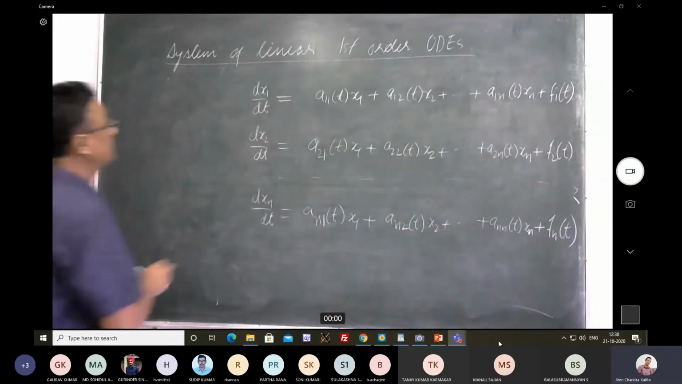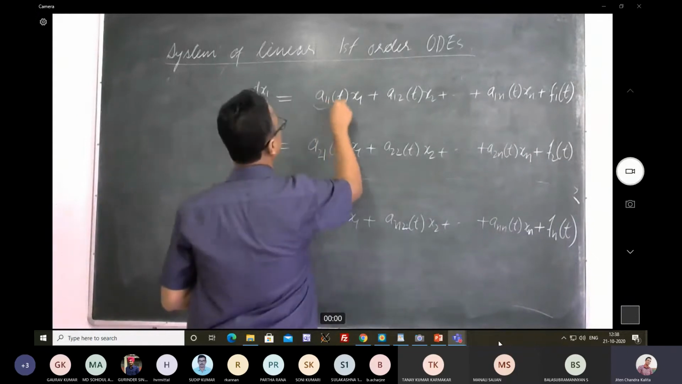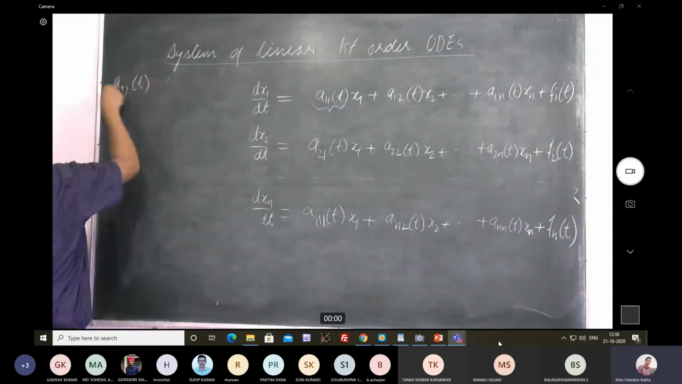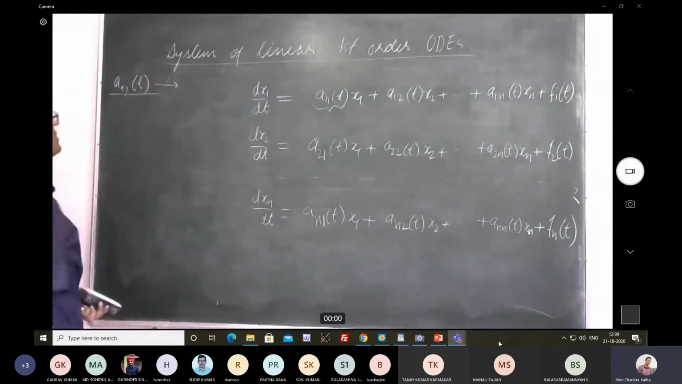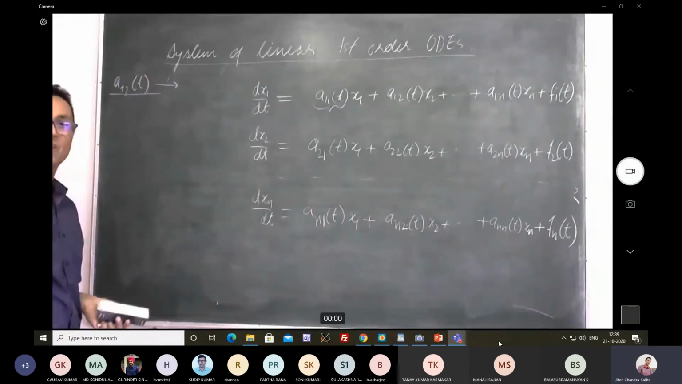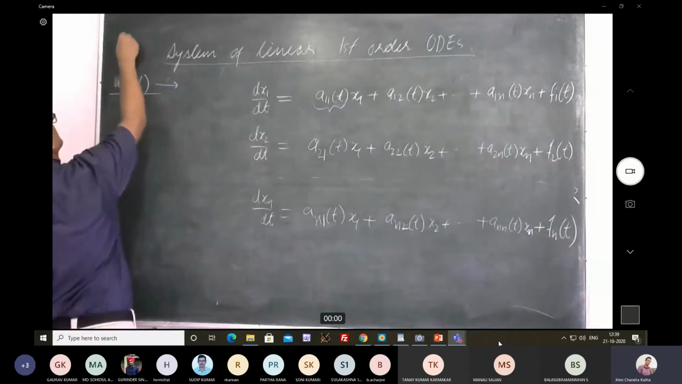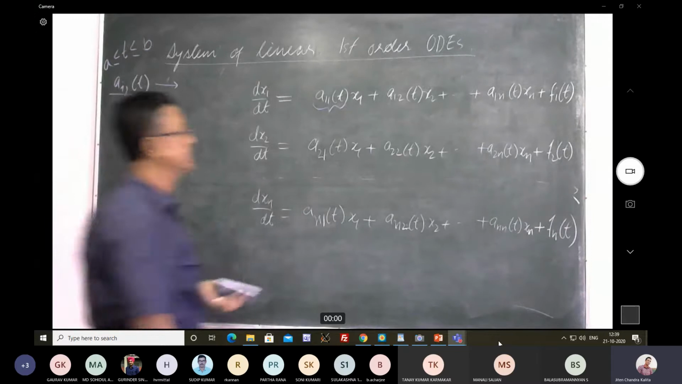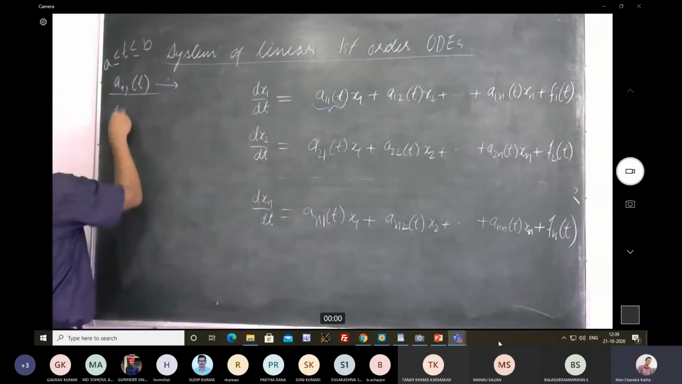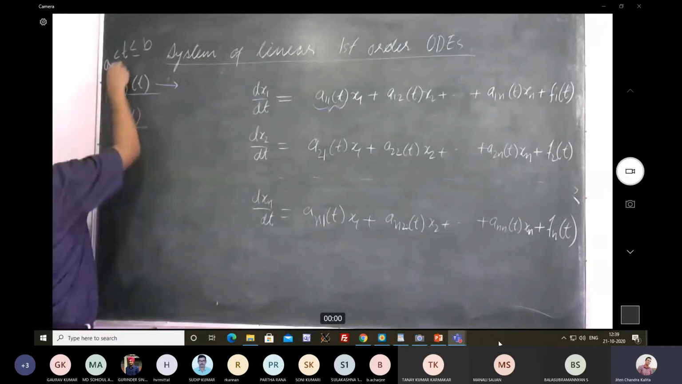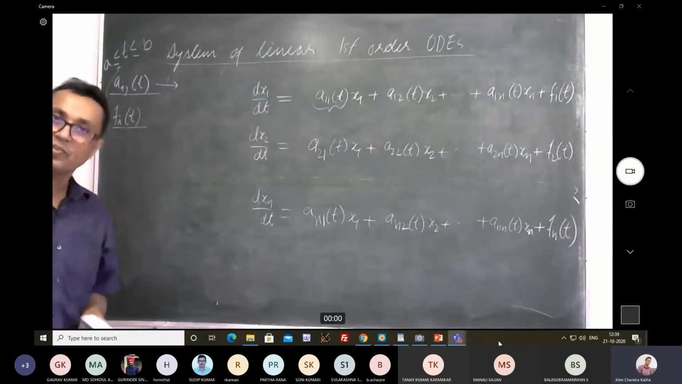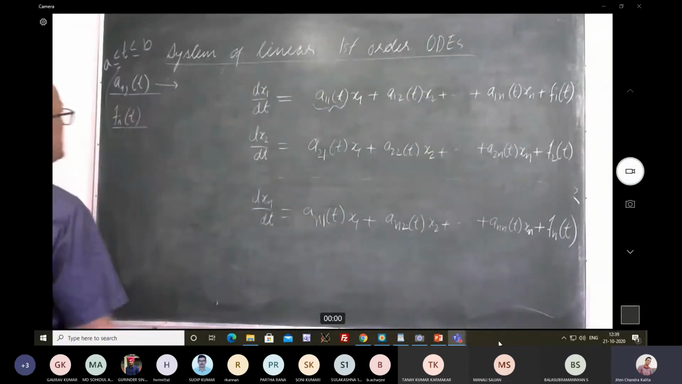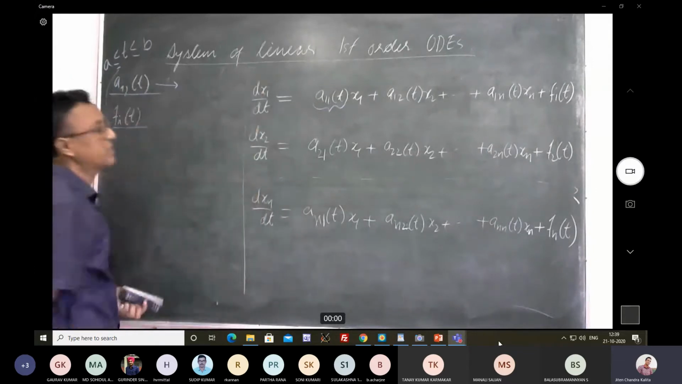Here I'm assuming that all these aij(t) are continuous functions of t in the interval ab. So basically, I'm assuming that t lies in the interval ab. And of course, all these functions fi(t) are also continuous. Okay, fine. So now, what we do here is convert it into a matrix equation.